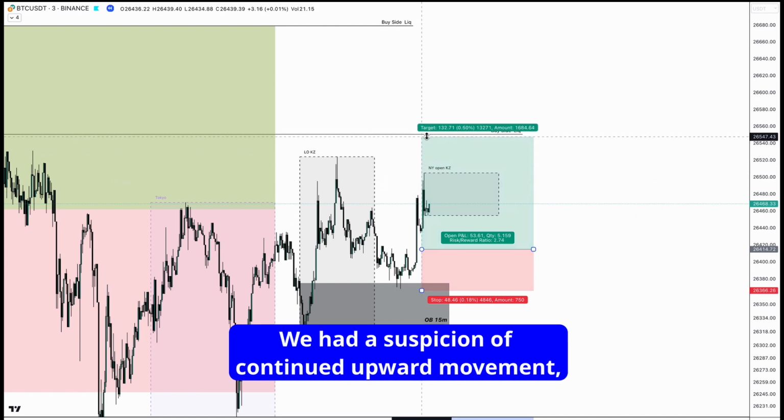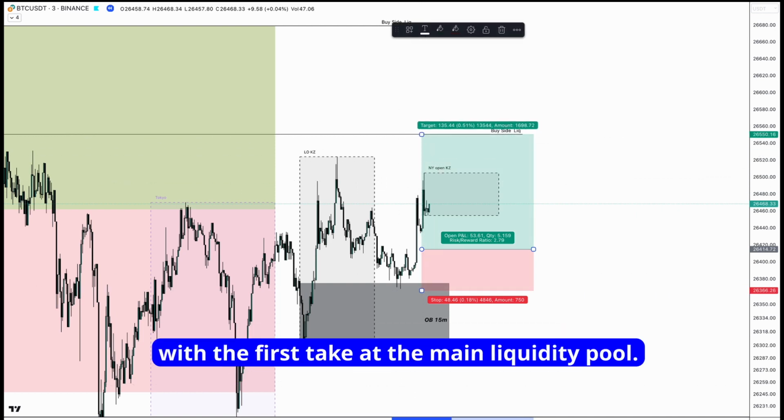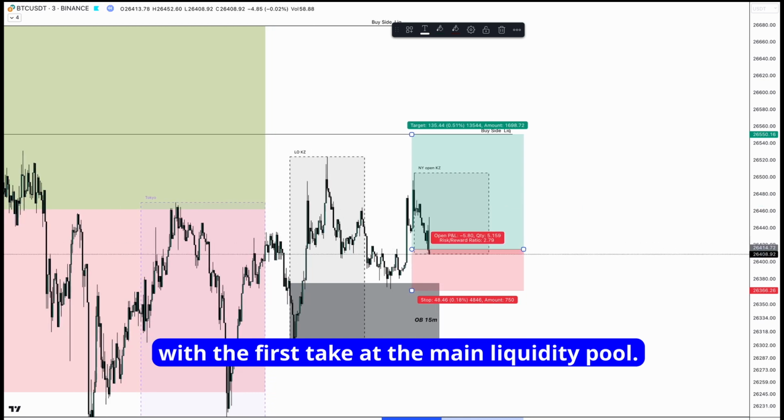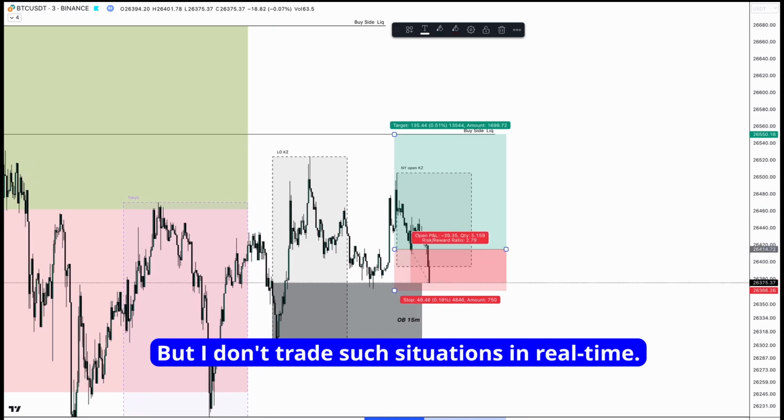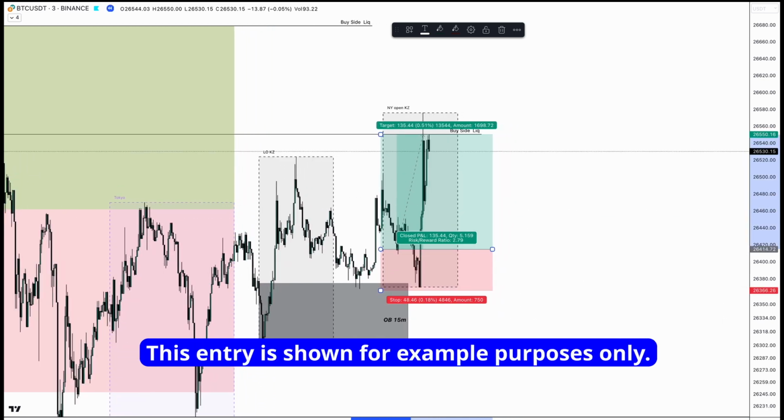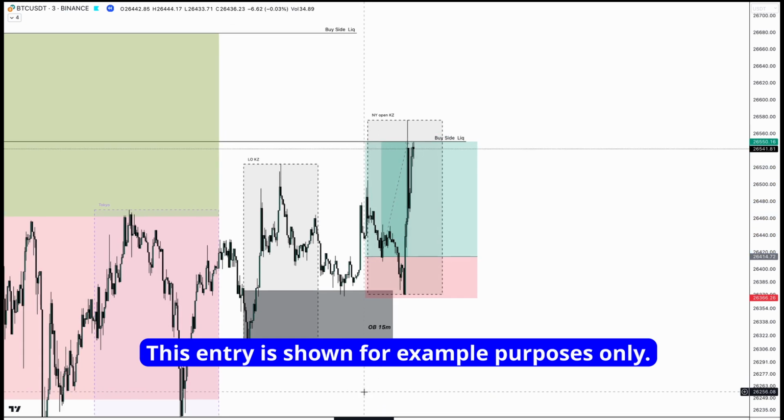We had a suspicion of continued upward movement with the first take at the main liquidity pool. But I don't trade such situations in real time. This entry is shown for example purposes only.